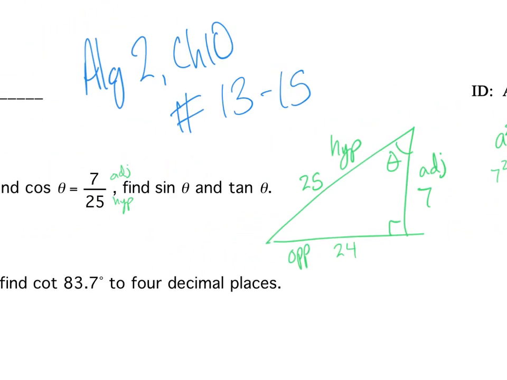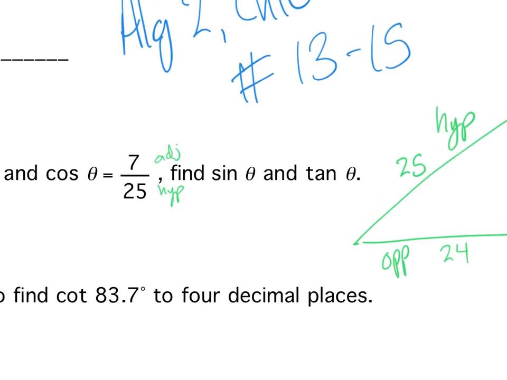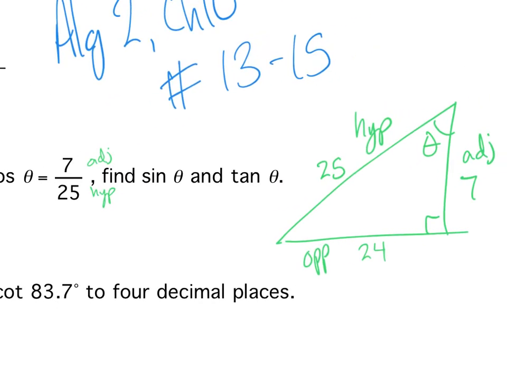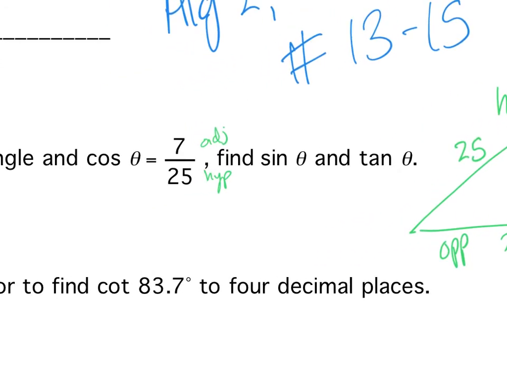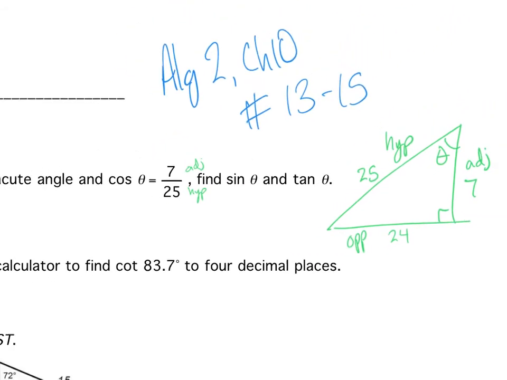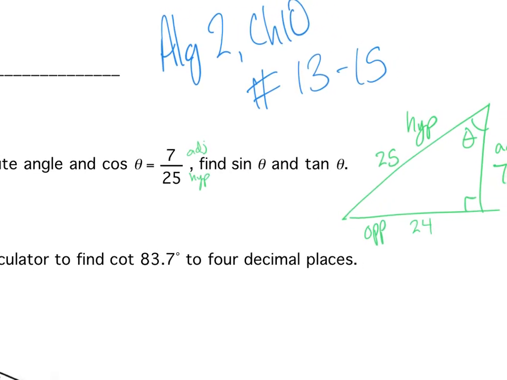Okay, so our steps so far in this problem: draw a triangle, mark the sides using the hypotenuse, adjacent, and opposite, and then fill in the numbers for two of those sides using the fraction that they gave you. And then the next step was to find the third side with the Pythagorean theorem. Now we can finally write out our answers.